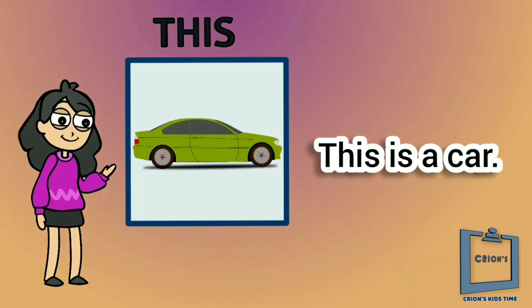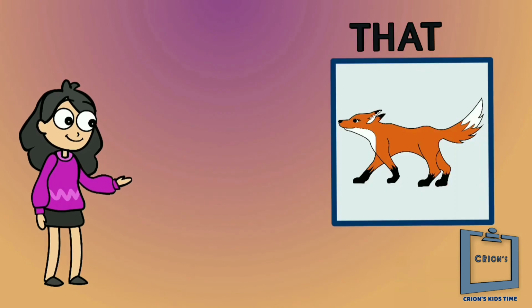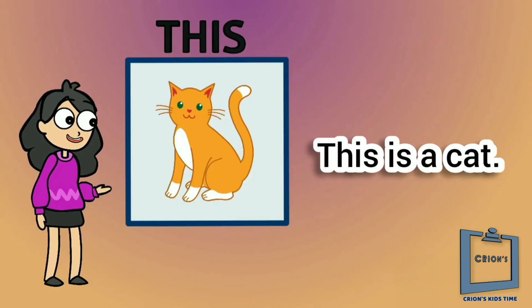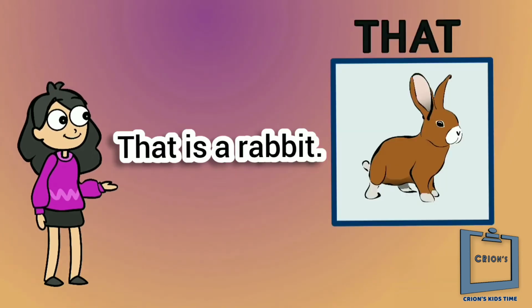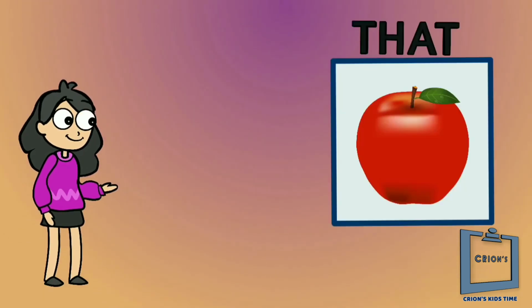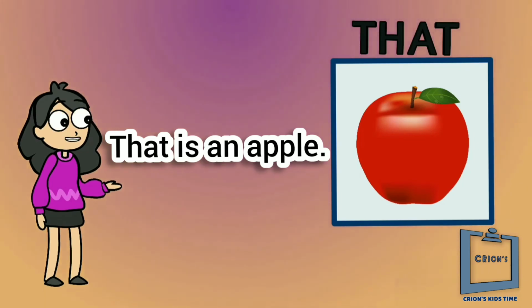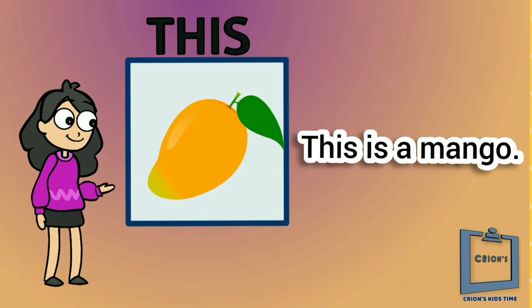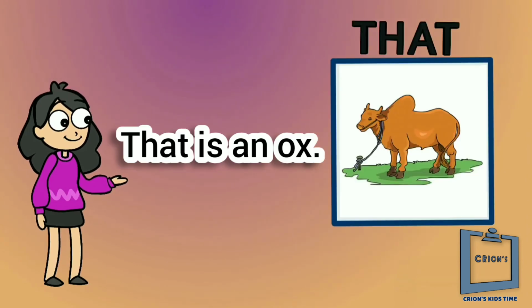This is a car. That is a fox. This is a cat. That is a rabbit. This is a frog. That is an apple. This is a mango. That is an ox.